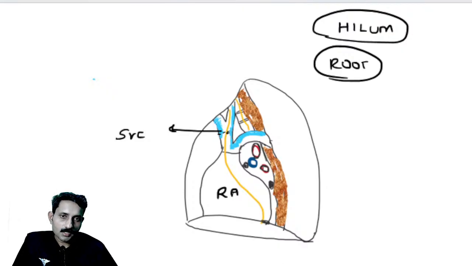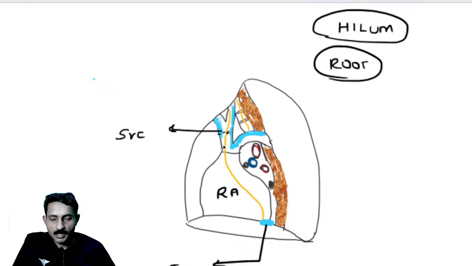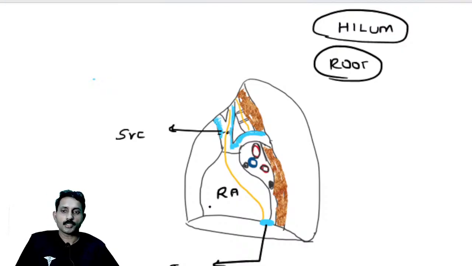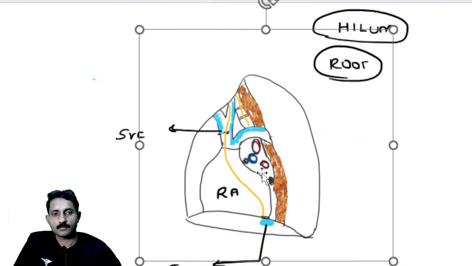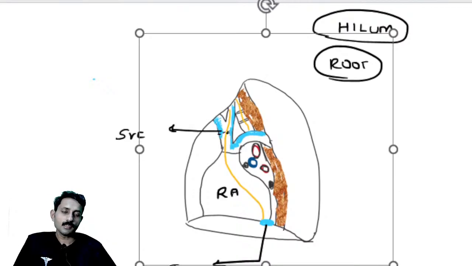Now, I have not drawn one structure. It will be present here. What is that? That will be the inferior vena cava, the IVC. So in the right atrium, 2 blood vessels will open. On the top, we have superior vena cava. On the bottom, we have inferior vena cava.